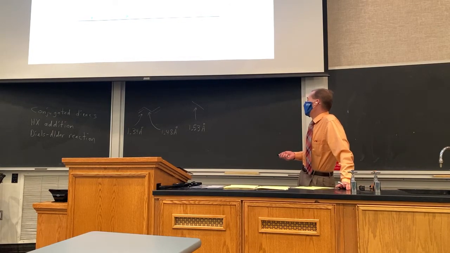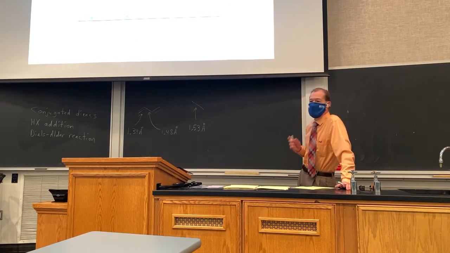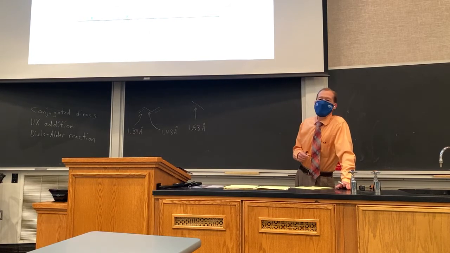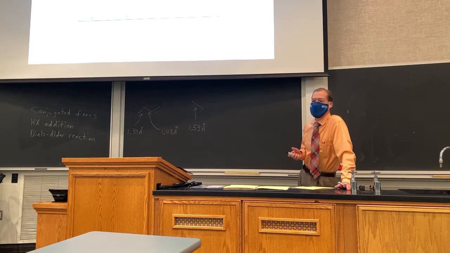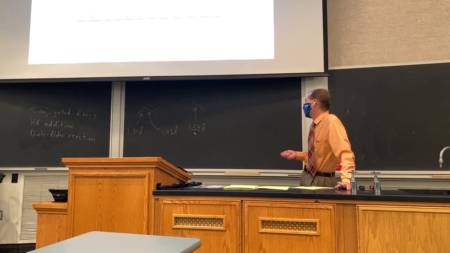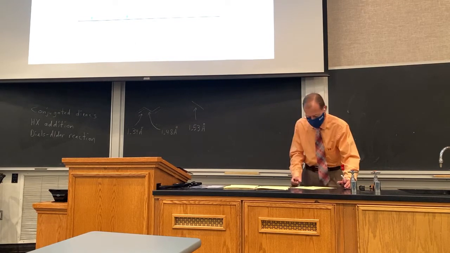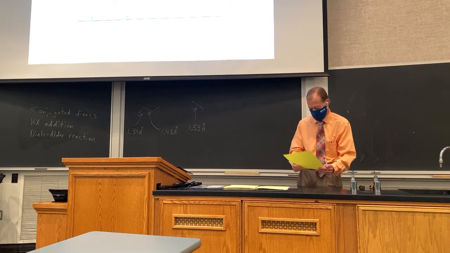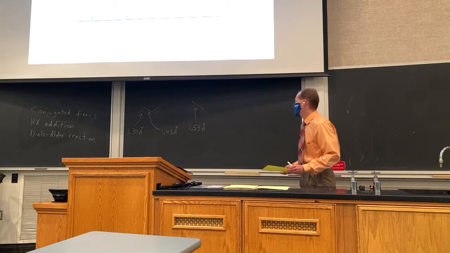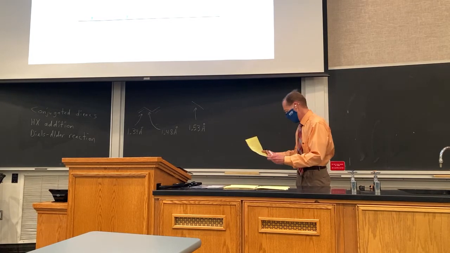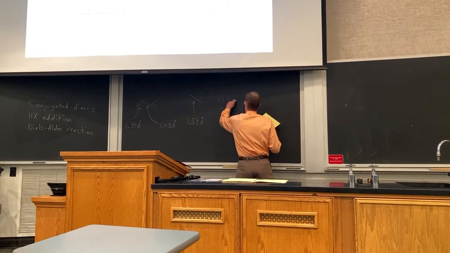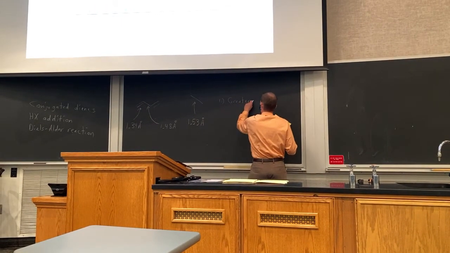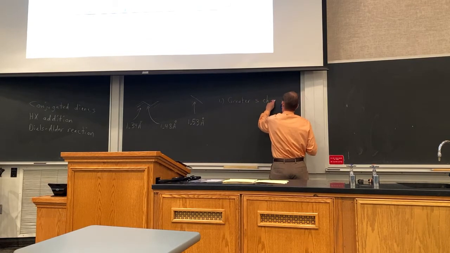However, the sigma bond that connects C2 and C3 in 1,3-butadiene is a little bit shorter than the carbon-carbon sigma bond in ethane. Okay, not a huge difference, but a measurable difference. And there are two reasons why this sigma bond is a little bit shorter than the sigma bond in ethane. The first one is due to greater s character.